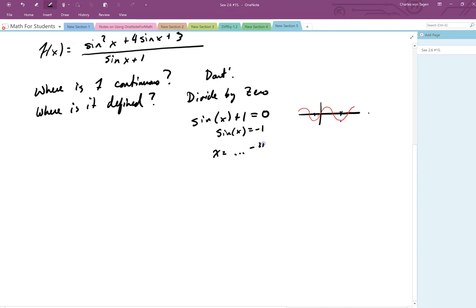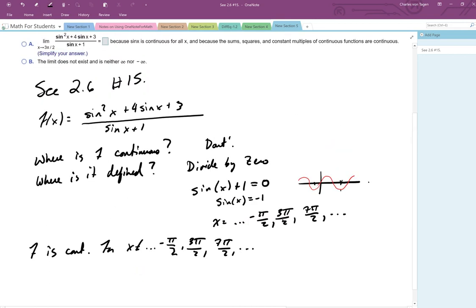So that would happen when x were, let's say, negative pi over 2. The output would be negative 1. Not at pi over 2, the output would be 1 if it were pi over 2. But at 3 pi over 2, it would be negative 1. Not at 5 pi over 2, that would be right here. But again at 7 pi over 2, etc. So it's every other odd multiple of pi over 2. That's where f is not defined, so f is continuous for x not equal to negative pi over 2, 3 pi over 2, 7 pi over 2, and so on.